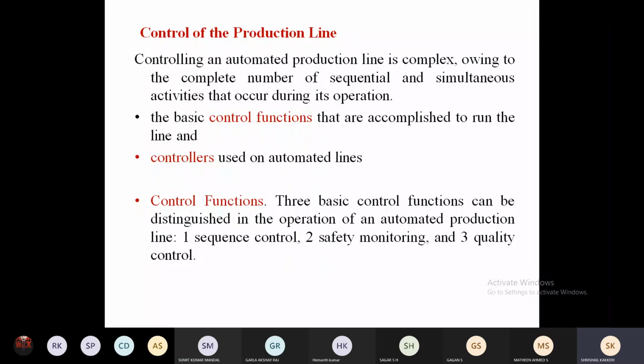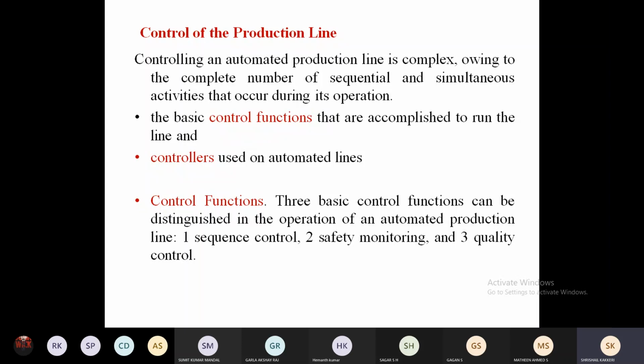And the controllers on the automated lines, I will be discussing in the next class. I think the next class will complete this particular chapter. Automated production system I have discussed, automated manufacturing systems I have discussed, the types of automation, fixed, flexible and programmable automation I have discussed, reasons for automating, computer integrated manufacturing, that is CAD, CAM and CIM, I have discussed.